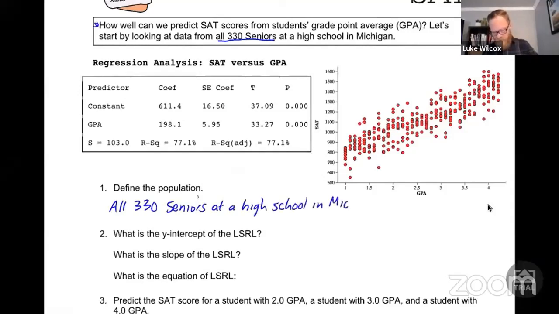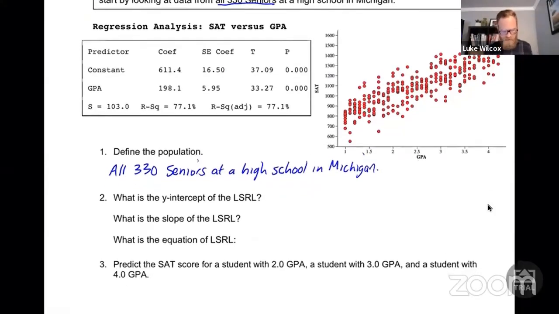So this is something that is very rare in statistics. We actually have data on every single person in the population, right? Later in the next part of the activity, we'll think about what happens if you only have a sample of the whole population. But for now, we do in fact have all of the data from the entire population here, all 330 seniors at this high school in Michigan.